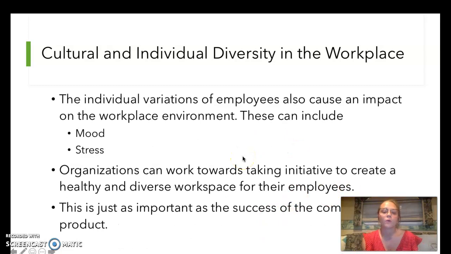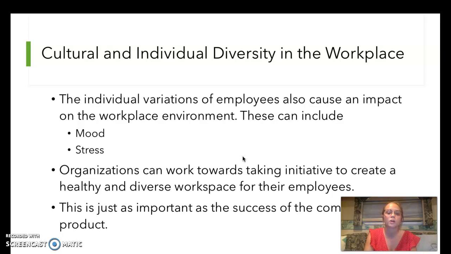Individual variations of employees can also impact the workplace environment. These can include employees' moods and stress. Stress can affect everybody in a workplace environment, even if it's only stressful for one single person. Stress flows from person to person and can cause everybody in the workplace to become stressed, and then in turn affect everybody's mood, and then nobody's happy in the workplace.